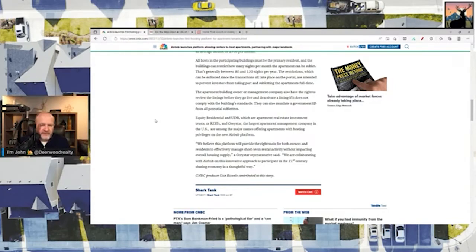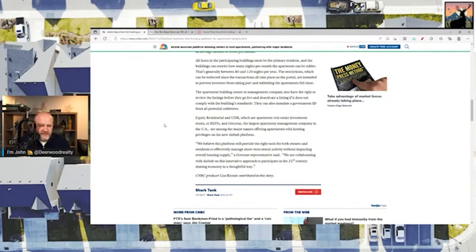The apartment building owner or management company also has the right to review the listings before they go live and deactivate a listing if it doesn't comply with the building standards. They can also mandate a government ID from all potential subletters. Ooh, great. Now we've got an ID. They'll definitely not trash an apartment now.